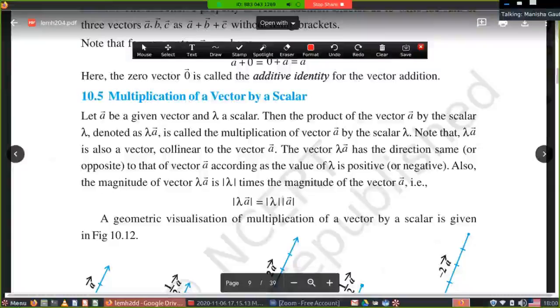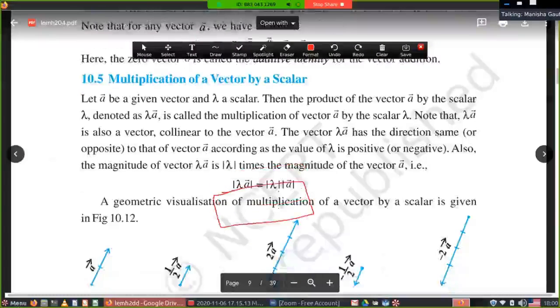Now multiplication of a vector by a scalar quantity. If a vector A is given to you and you want lambda times vector A, then you are getting this property: lambda times vector A is equal to lambda multiplied by the magnitude of the vector A.